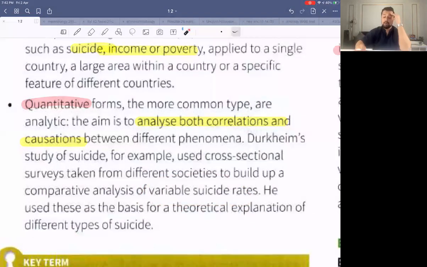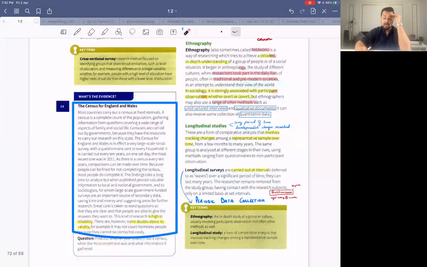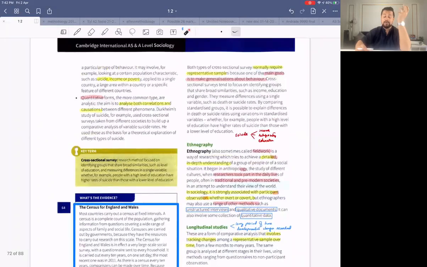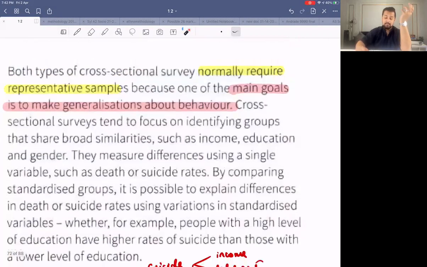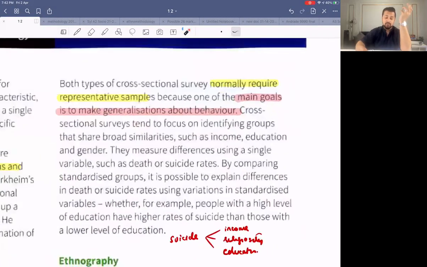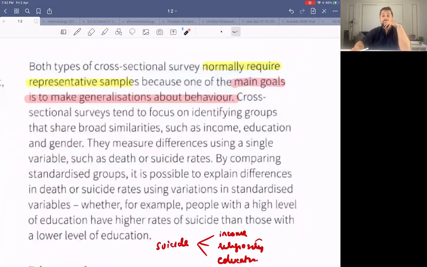So again, we're talking about how social surveys could play an important role when it comes to having a cross-cultural comparison, or collecting data through cross-sectional dimensions.